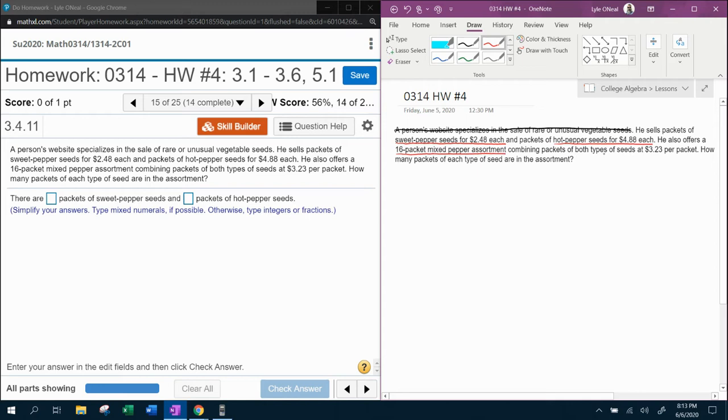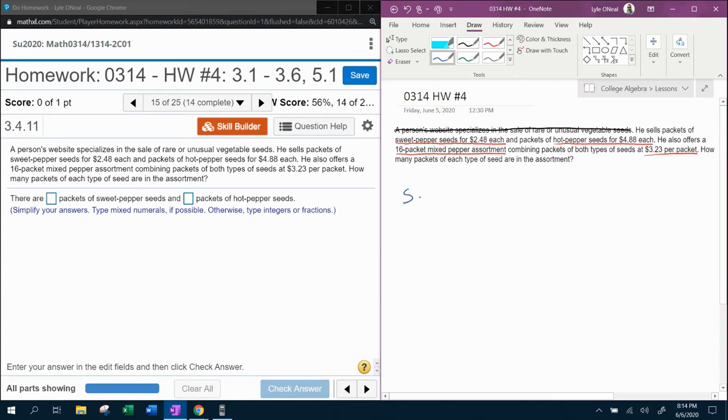combining packets of both types of seeds, meaning some sweet and some hot, at $3.23 per packet. So the mixture has some of each, but the average cost of each one of the 16 packets is $3.23. It says per packet. And so from this information, we're going to be able to set up two equations, okay? But the first thing we're going to have to do is identify our variables.